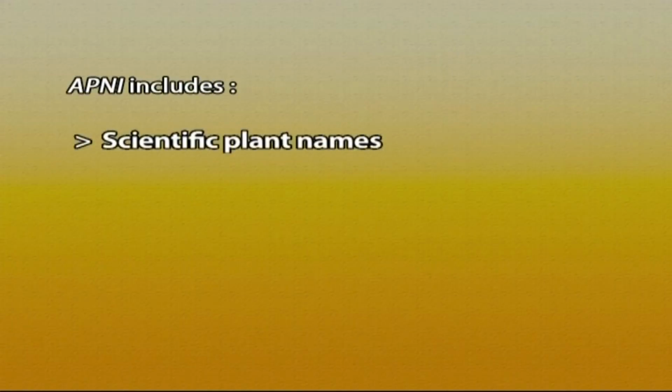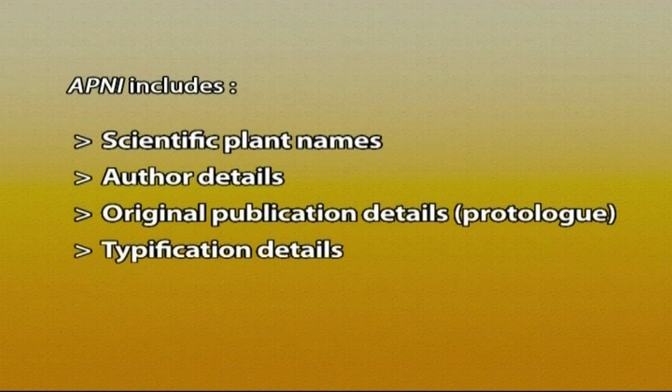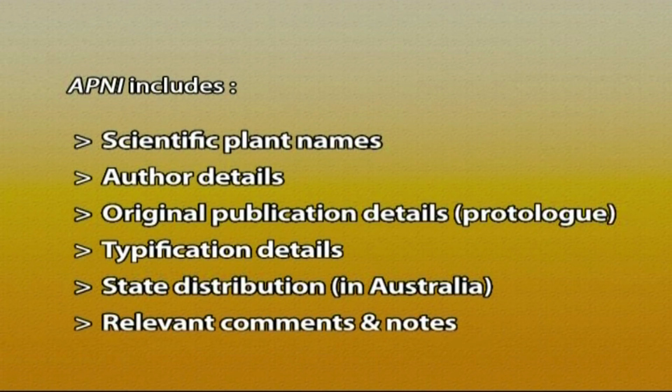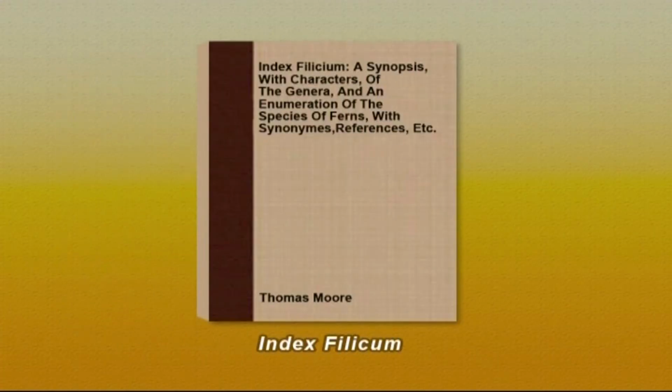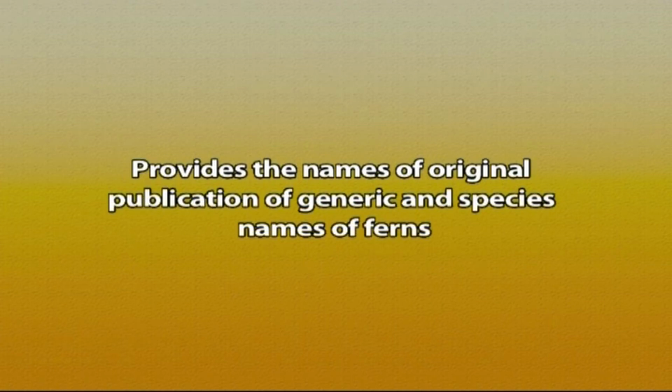Information available from APNI includes scientific plant names, author details, original publication details, typification details, state distribution in Australia, and other relevant comments and notes. One more index is by the name of Index Filicum. This index provides the names of original publication of generic and species names of ferns. Ferns is a group of plants.